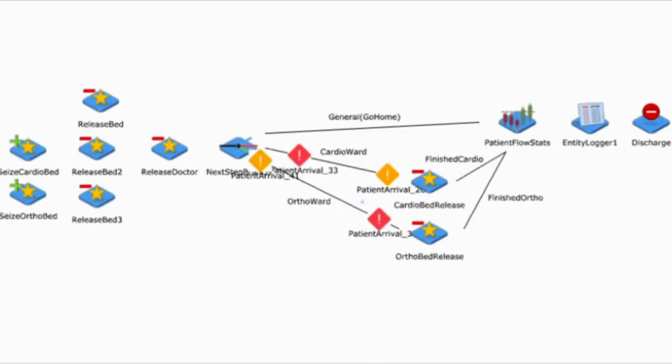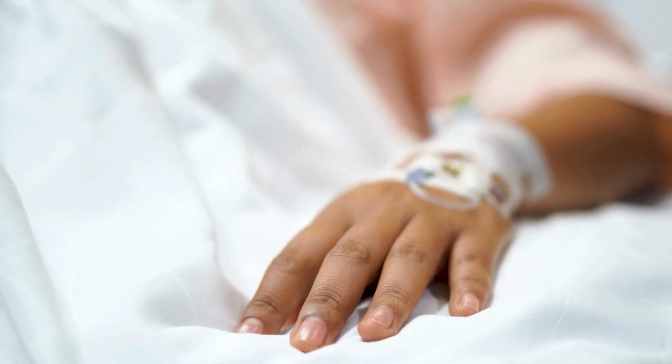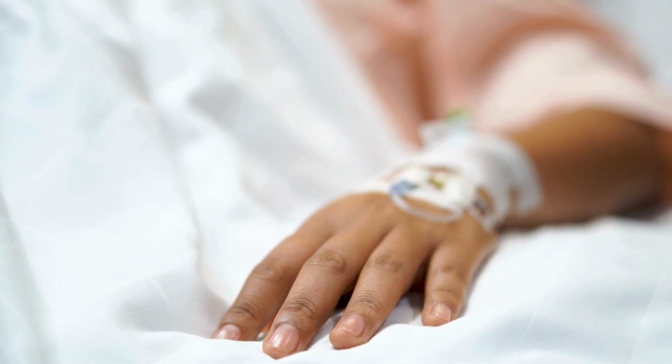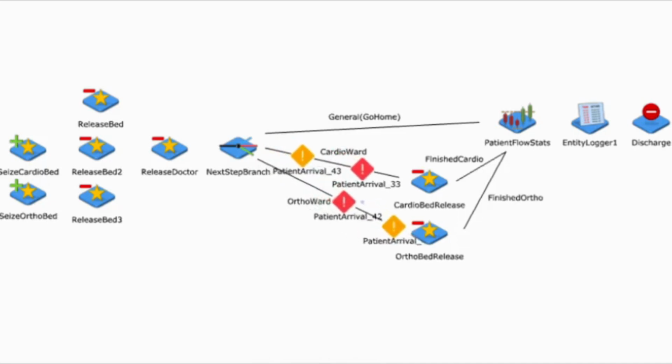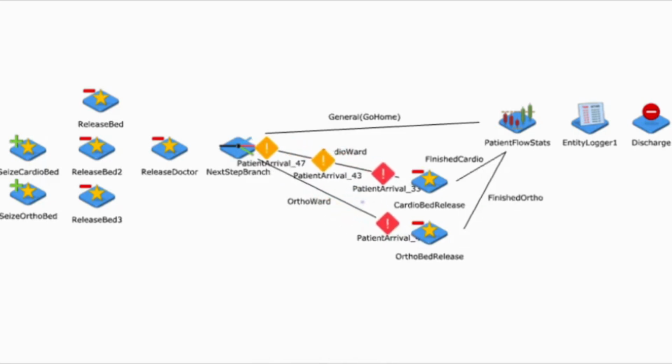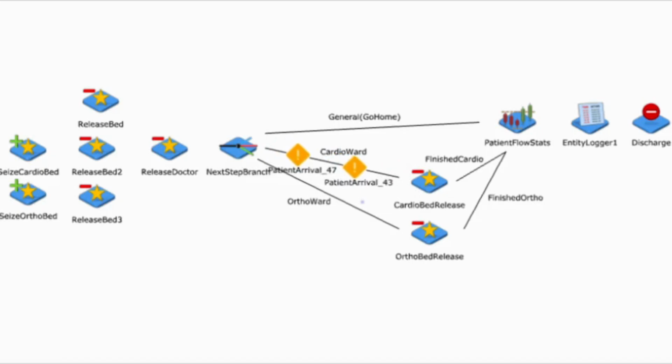Patients routed to the cardiology ward seize one of 5 dedicated beds and stay for 4 hours. Those sent to orthopedics occupy one of 8 beds for a 2-hour stay. On the left side, you can see the seize and release blocks managing bed allocation for each ward. Once the ward stay is complete, patients are released through the finished cardio or finished ortho conveyors.